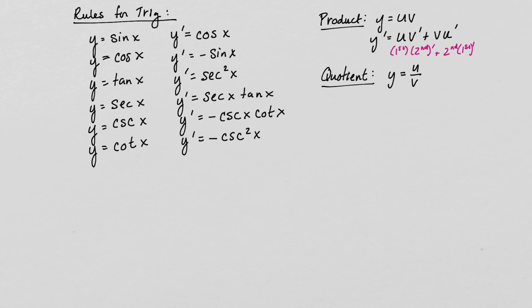So we have the quotient is u over v. And so the quotient rule tells us that y prime is equal to the bottom v times the derivative of the top minus the top u times the derivative of the bottom, all over the bottom squared. And so this top part here has to be in this order, right? I cannot flip-flop the order. I can't put the u v prime first. So remember: bottom derivative top minus top derivative bottom, all over the bottom squared.